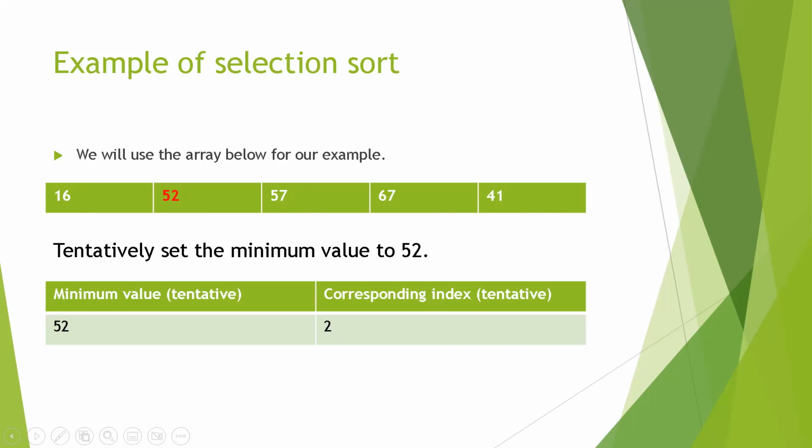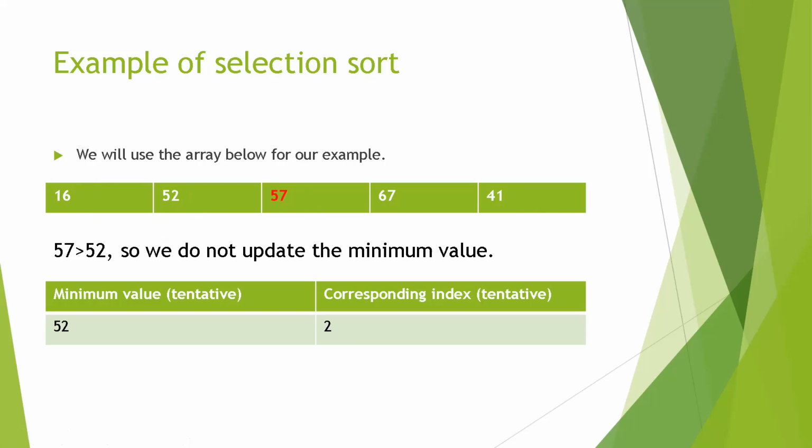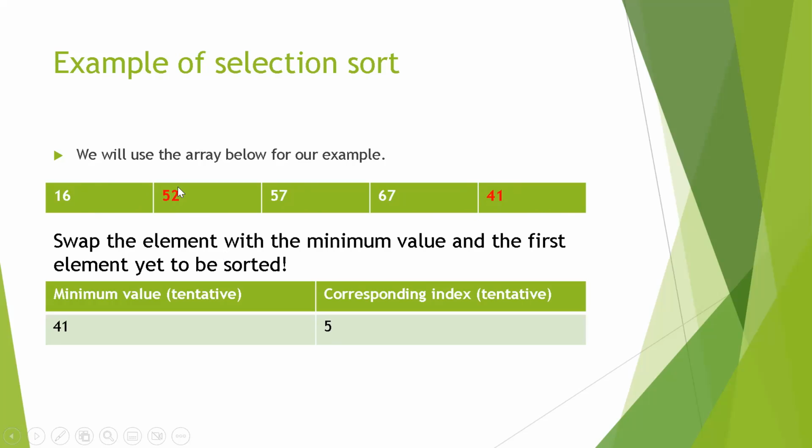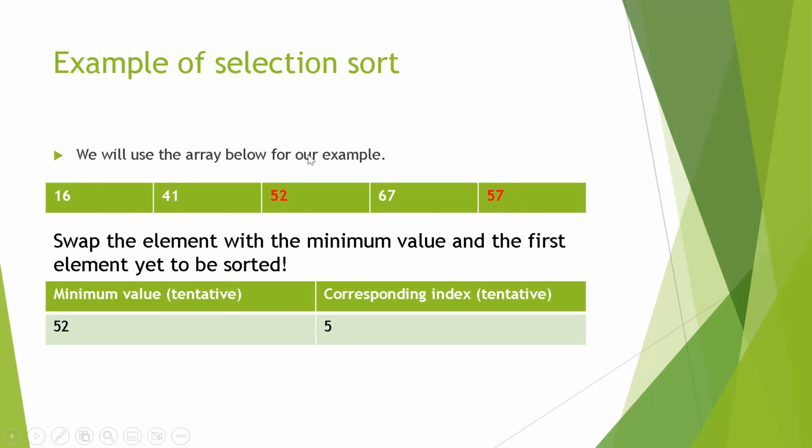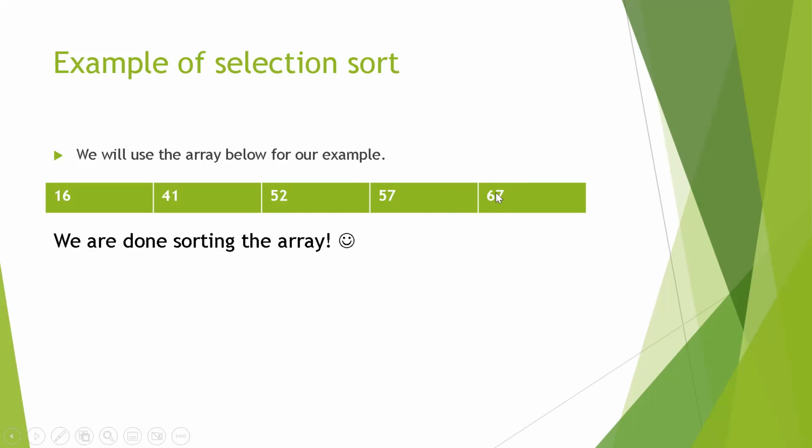We tentatively set the minimum value to 52. Go through the other elements in the array and find out that we have to update the minimum value since 41 is less than 52. After that, we swap the element with the minimum value and the first element yet to be sorted. This continues all the way until we are done sorting the array, which is when we have an array of size 1.